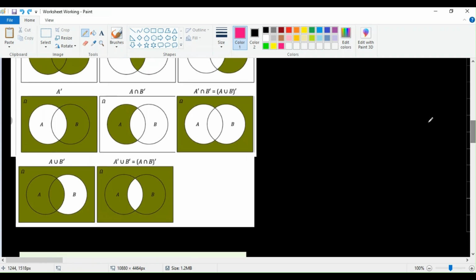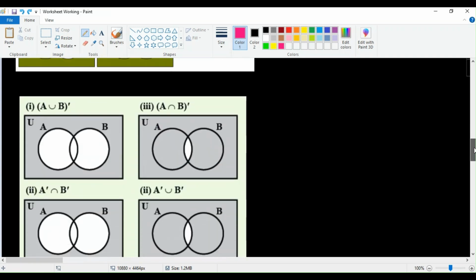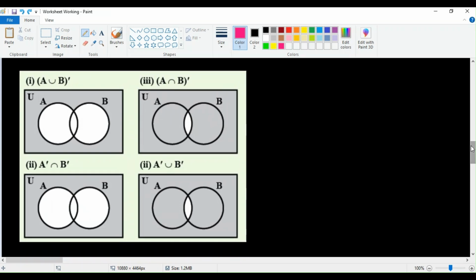Now, when it comes to A union B complement, that means the union of A and B has to be removed and only the B part should not be shaded. So this area should not be shaded at any cost. Now, A complement union B complement is also equal to A intersection B whole complement. That means this area should not be shaded, the rest of the whole box can be shaded, and you get full marks. Now, these are two opposites of each other, in which you see both of this one and this one, both of the images are the same.